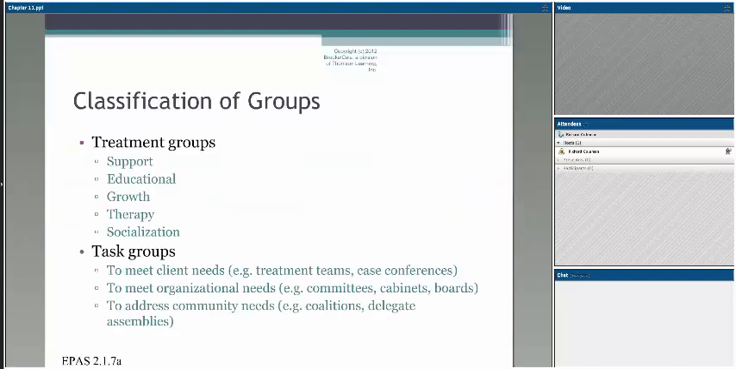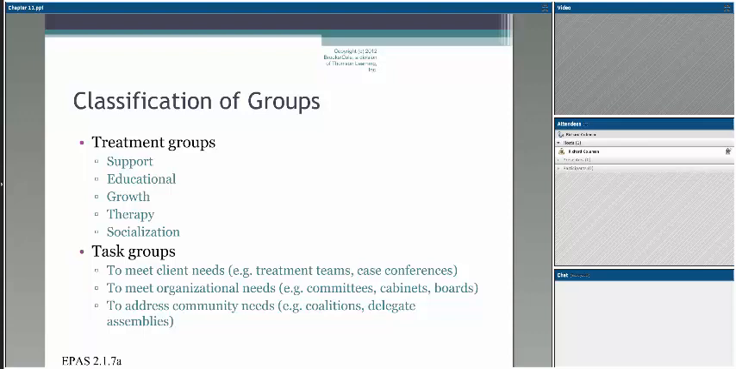When we think about classification of groups, just remember that groups fall into one of two categories. They are either treatment groups or they are task groups. Treatment groups are designed to address issues that clients might be having in any of these 5 areas highlighted here in blue under treatment groups. It's a cost-effective way to treat a number of people with similar issues at the same time, and is utilized quite extensively in social work as an intervention for working with various clients.